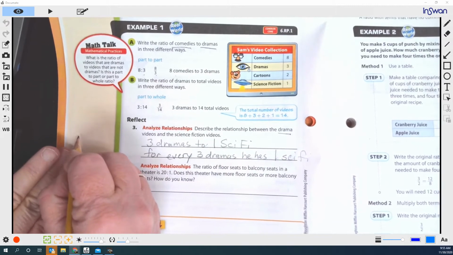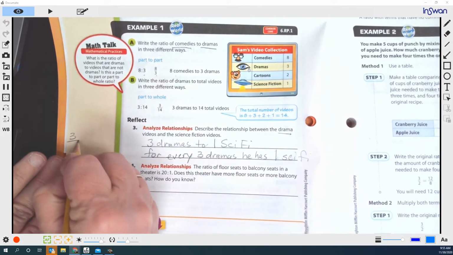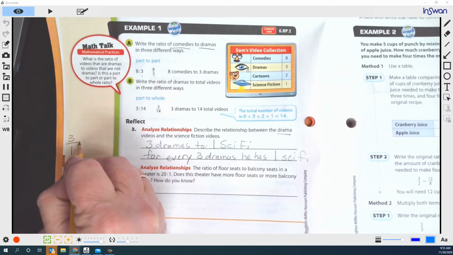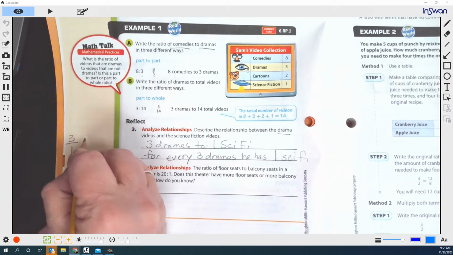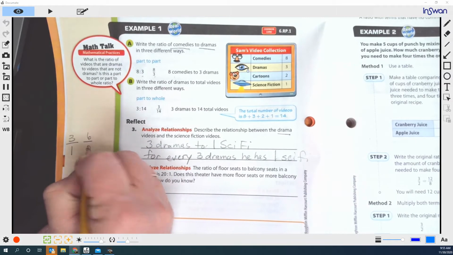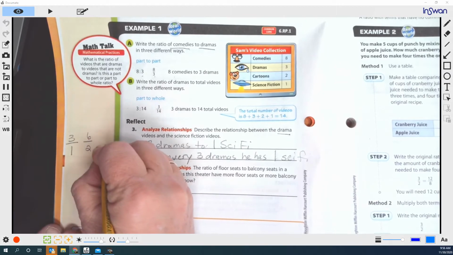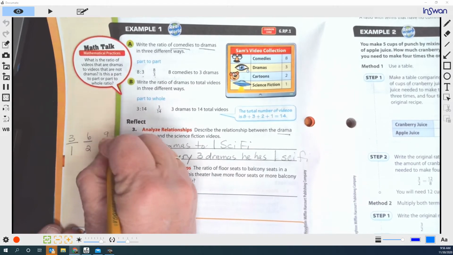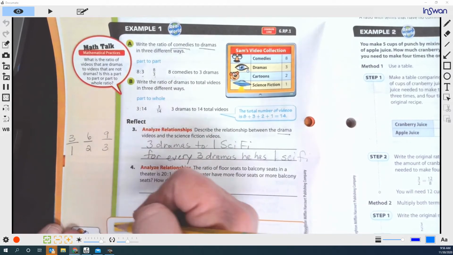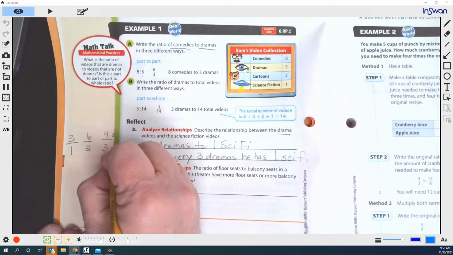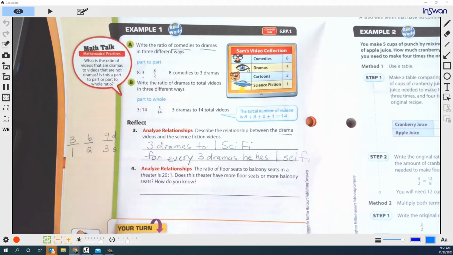If we did it as a fraction, you could say 3 dramas for every 1 sci-fi. If we doubled that, we would have 6 dramas for every 2. If we did 3, it would be 9 dramas for every 3 sci-fi, and so on. So here's our dramas, here's our sci-fi, and you can see how that continues on, and they're all proportionate.